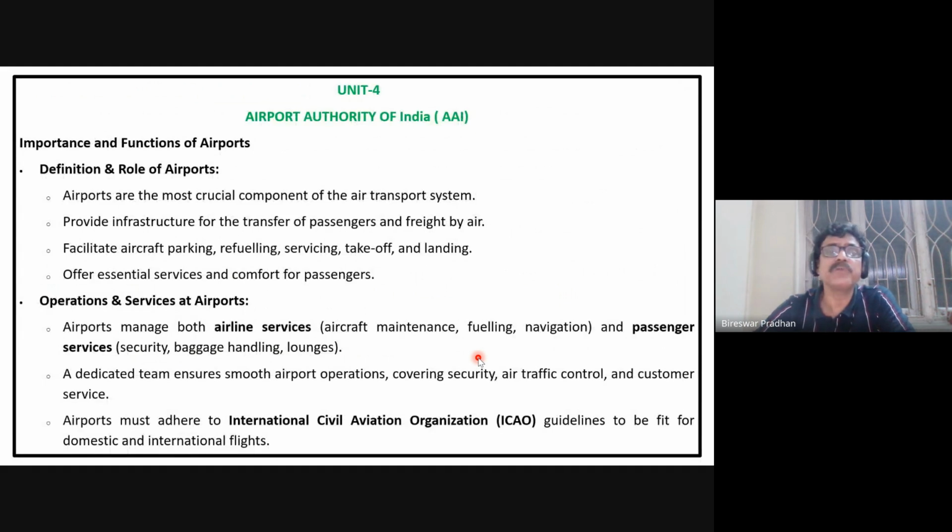Now we have already completed unit number 3. Next, I will start from unit number 4: the Airport Authority of India, their actions and how they are working. Let's stop here.